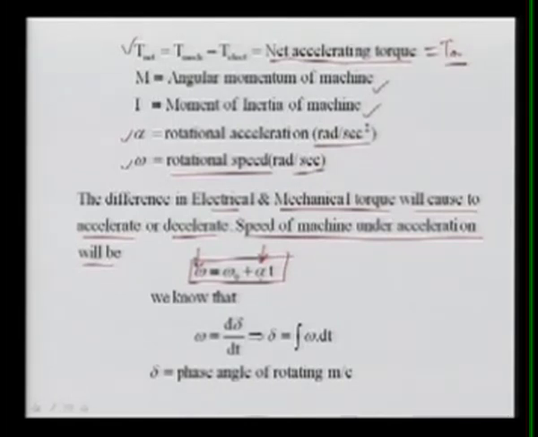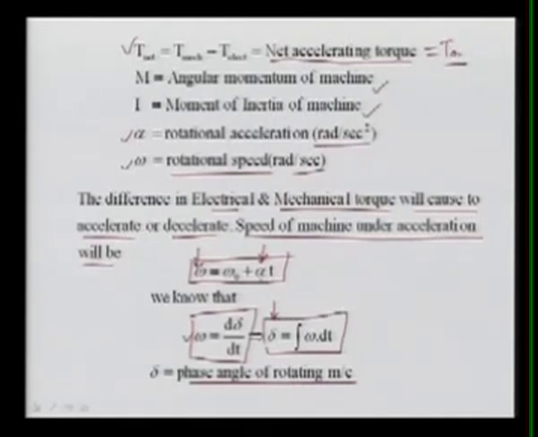We also know that the phase angle of the rotating machine is delta. Then we can relate this omega with the rate of change of the phase angle of the rotating machine, or in other words I can say this delta is the integration of omega with respect to time. That's this relation.